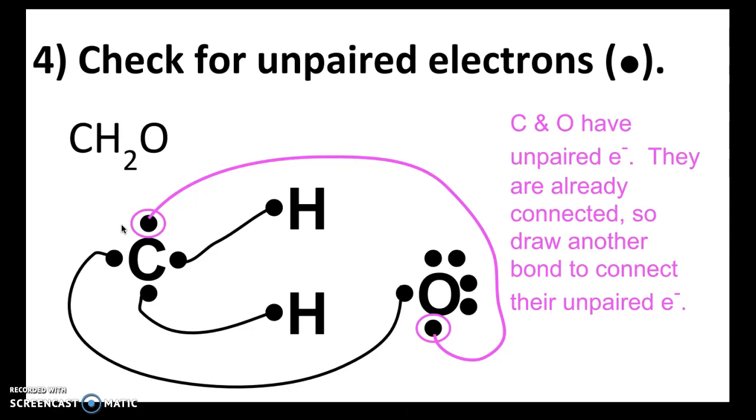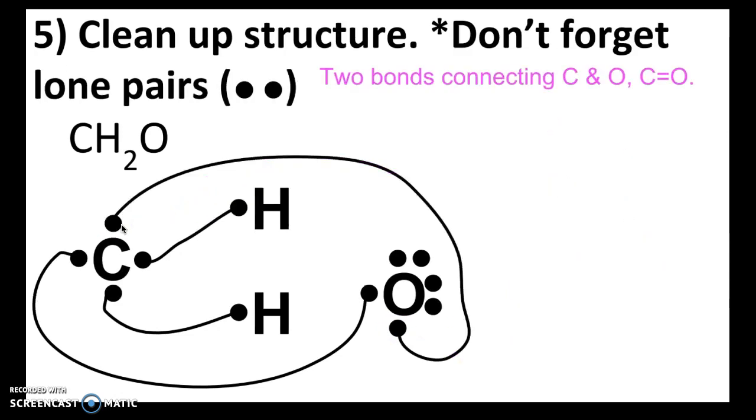Okay, so now that I have everything connected, and there are no more unpaired electrons, I can move on to the 5th step. The 5th step says to clean up the structure, and remember, don't forget lone pairs. So essentially I'm going to do what I did if you saw the previous videos. I'm basically going to start by drawing my central atom, which is carbon, and I'm going to go around the central atom and figure out what type of bonds are connecting the central atom to another atom.